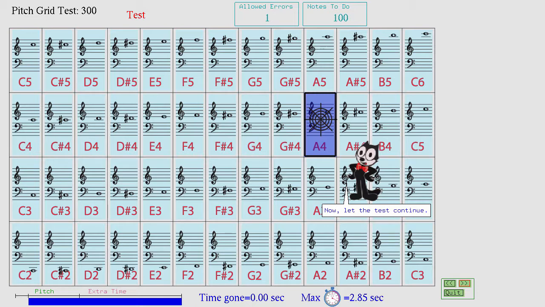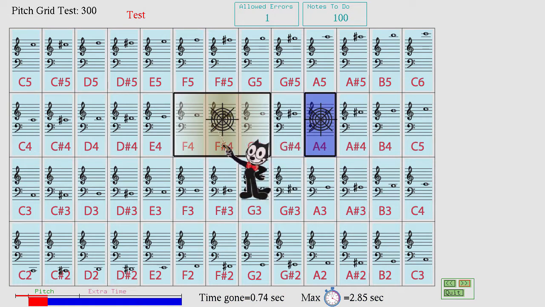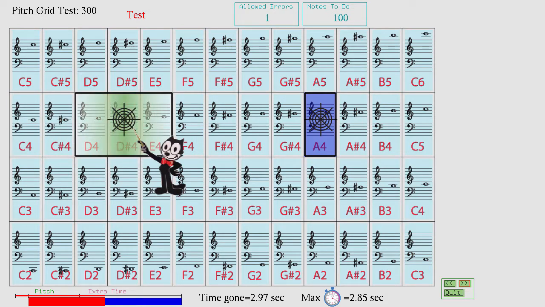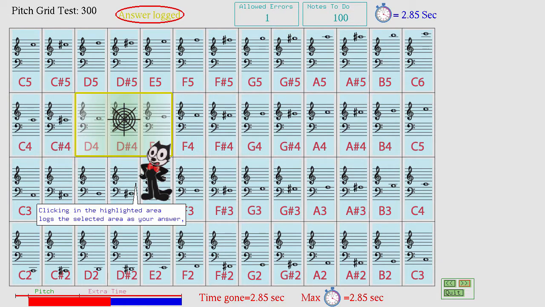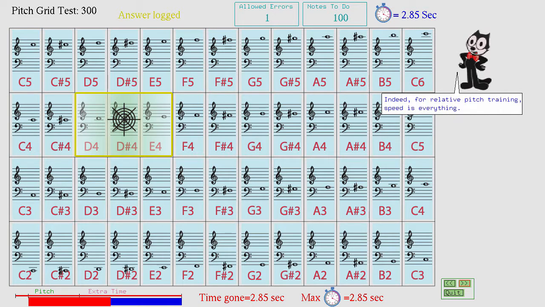Now, let the test continue. In this demo, I will move the mouse, for you, to the pitch grid area corresponding to the tested pitch. Clicking in the highlighted area logs the selected area as your answer, stops the timer, and records the time elapsed. Since the pitch grid test is a relative pitch test, time is important. Indeed, for relative pitch training, speed is everything. The training program is therefore called Pitch Blitz.